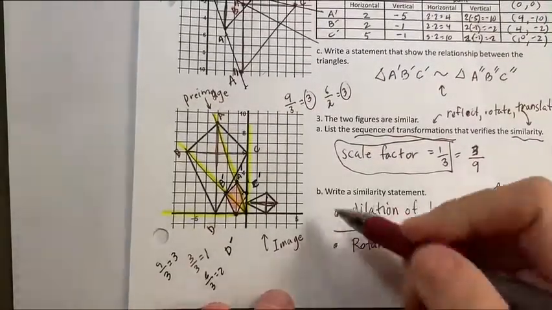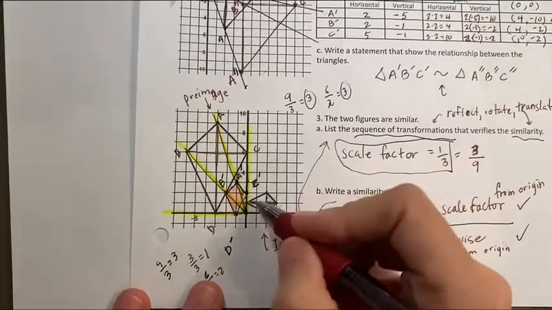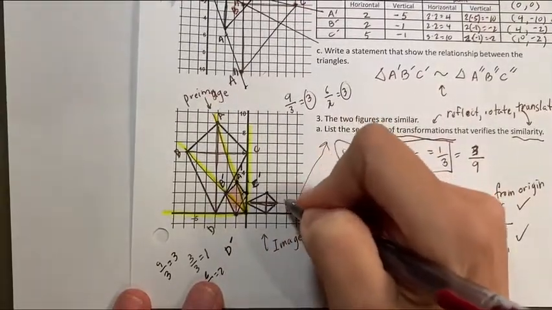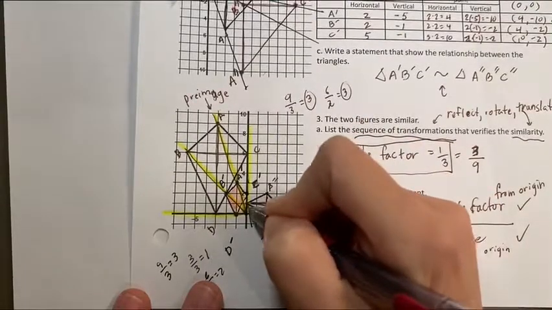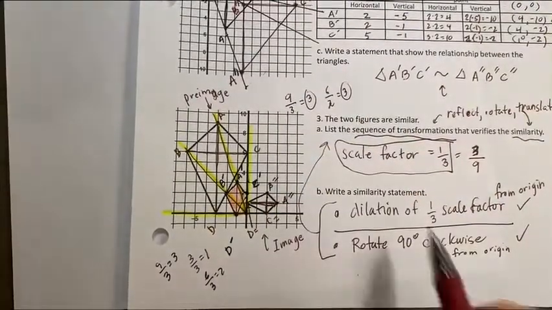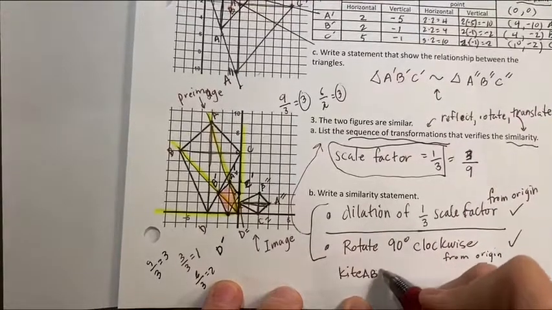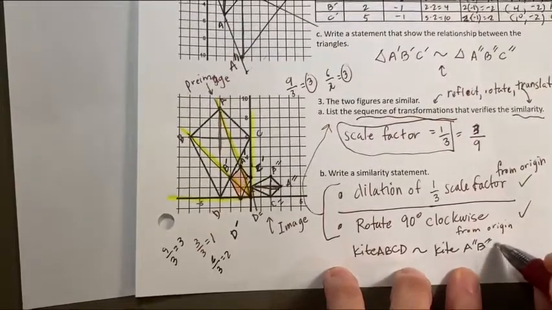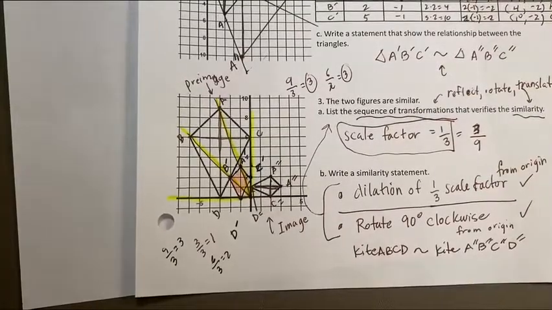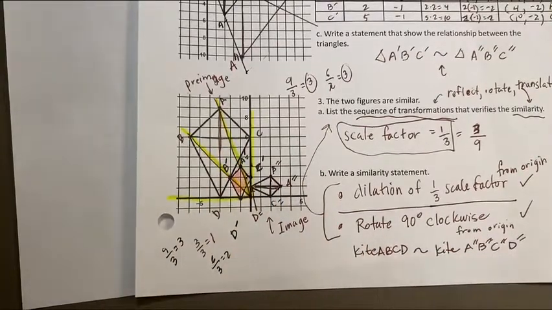And they also, oops, I guess this was supposed to be listed up here, list the sequence of transformations, and then write a similarity statement. So once I did this rotation, I'm going to name this last one. This would be A double prime, C double prime, B double prime, and that one would be D double prime. Okay. So to write a similarity statement, kite A, B, C, D is similar to kite A double prime, B double prime, C double prime, D double prime. They're not congruent. I can't put an equal sign underneath there because they're different sizes, but they're similar because their angles are the same measurement and their sides make the same ratio.